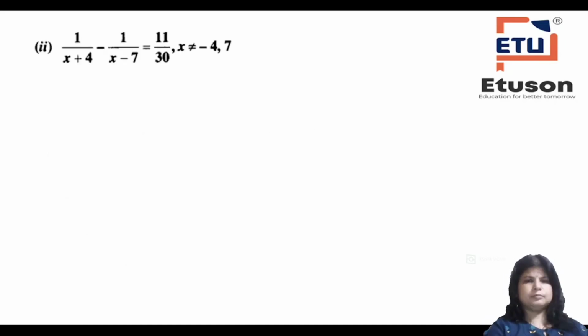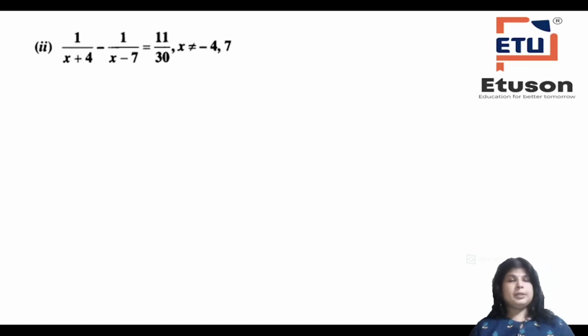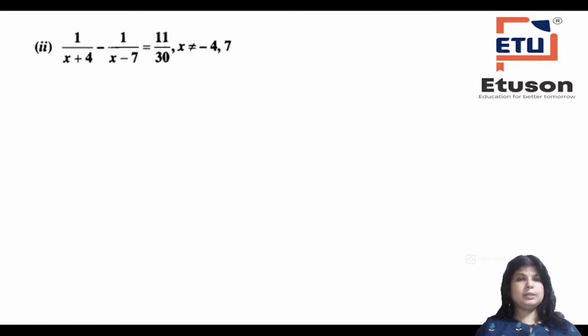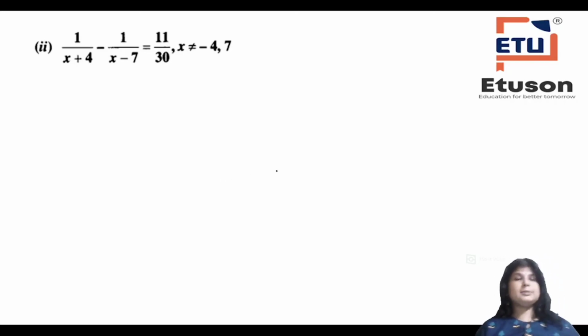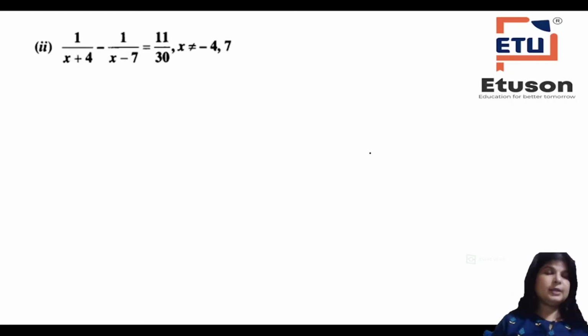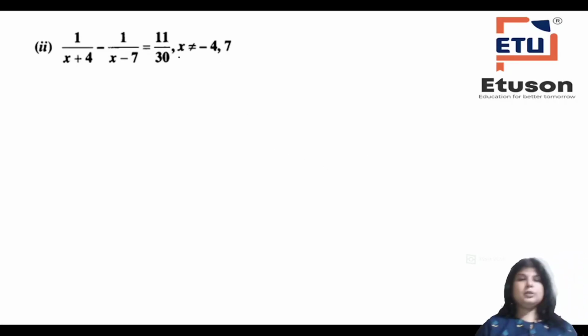Now let us go to next problem, that is 1 by x plus 4 minus 1 by x minus 7 is equal to 11 by 30. So this is also not directly in the standard form of quadratic equation. So first let us bring it to quadratic equation form. So here another condition has been given, that is x is not equal to minus 4 by 7.